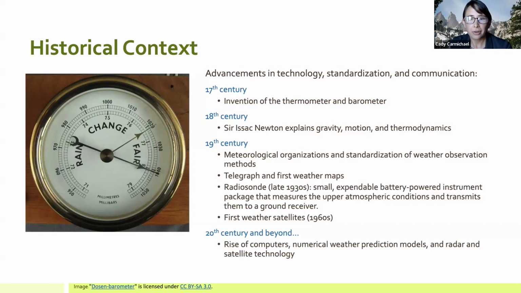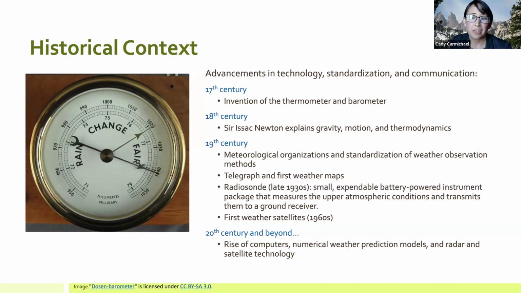So since the late 1930s, one of the main tools for observing our general conditions within the atmosphere has been the radiosonde. It's a small, expendable, battery-powered instrument package, and it typically weighs about a tenth of a pound up to maybe a quarter of a pound. And that's what we attach to our weather balloons. So we will send this balloon up with this radiosonde attached, and it transmits data in real time to an on-ground receiver. And that was huge for getting data across space and getting data on a regular scale.